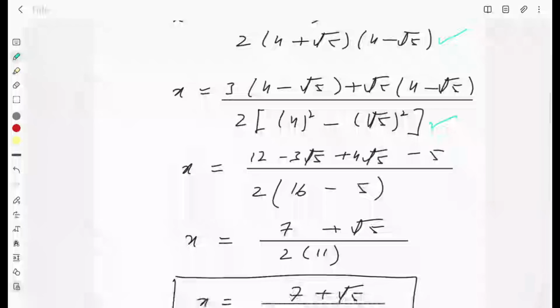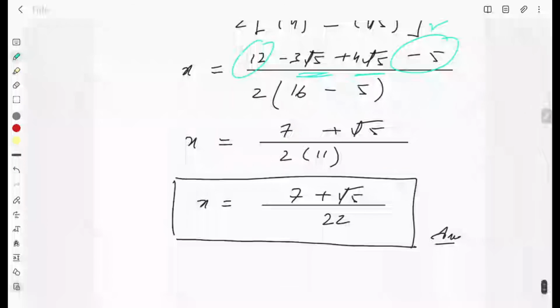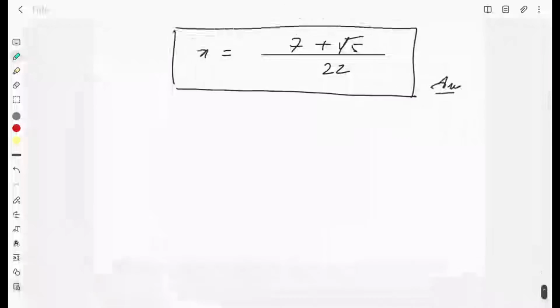So on simplification, 12 minus 5 will become 7, and these two like terms simplify to under root 5. In the denominator you will get 2 into 11, which is 22. And this is your final answer.